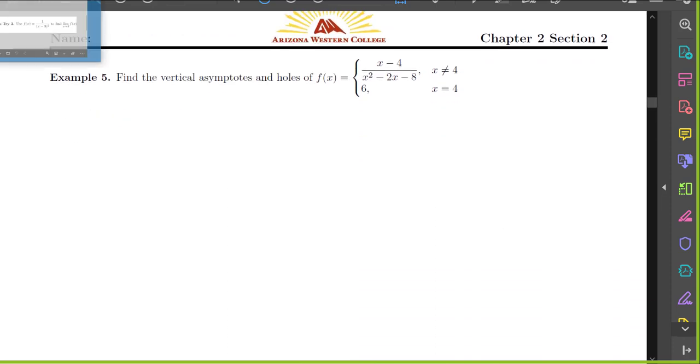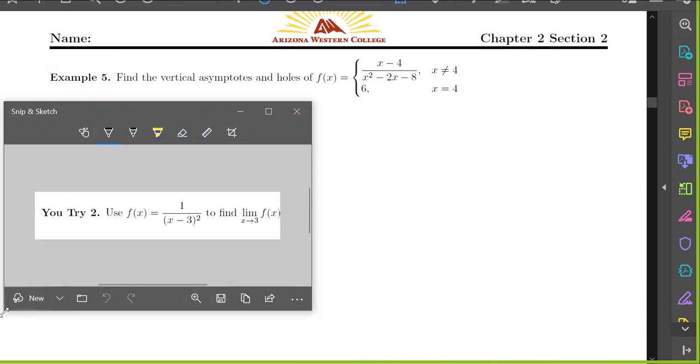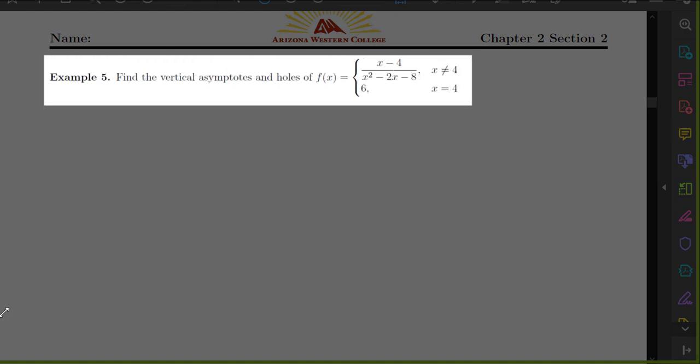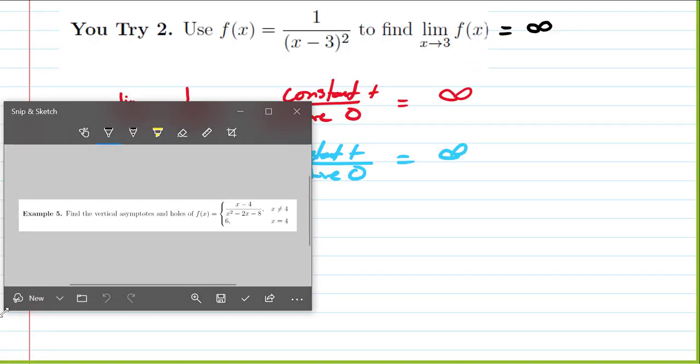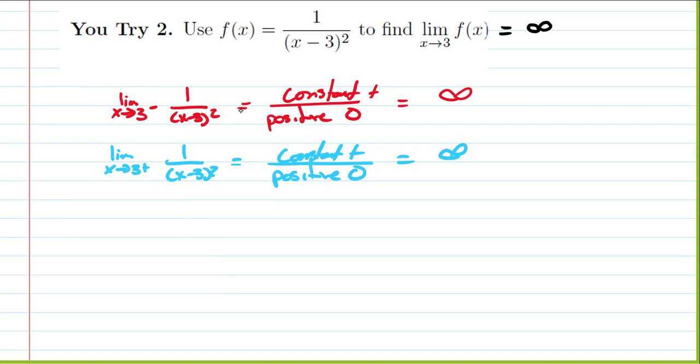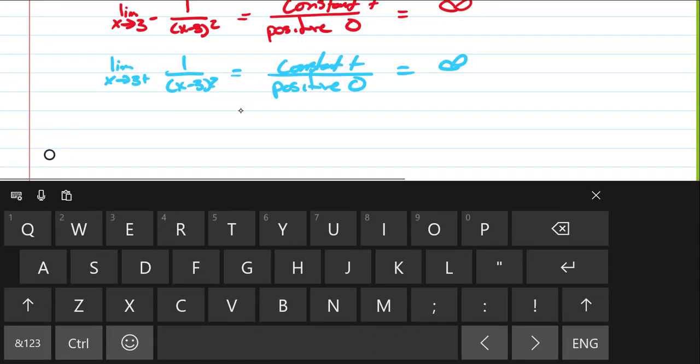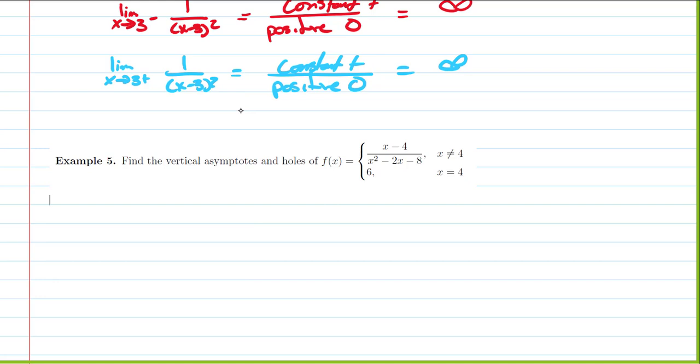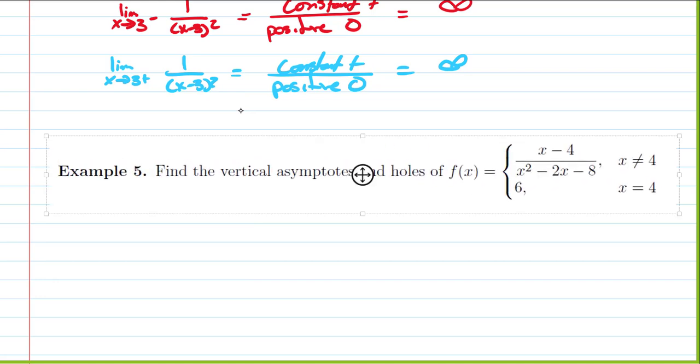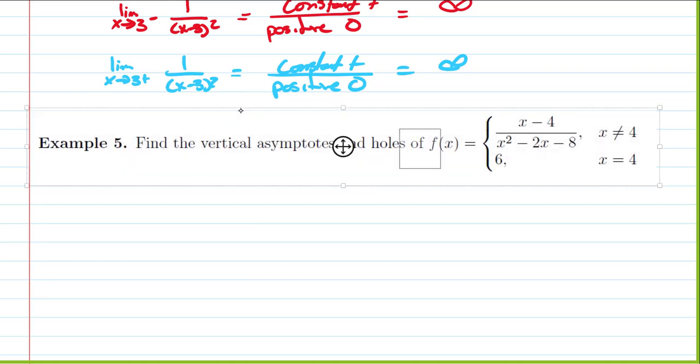So now we're going to take a look at our last example from this section. It says, find the vertical asymptotes and the holes of f of x equals x minus 4 all over x squared minus 2x minus 8, where x does not equal 4, and it's equal to 6 when x equals 4.